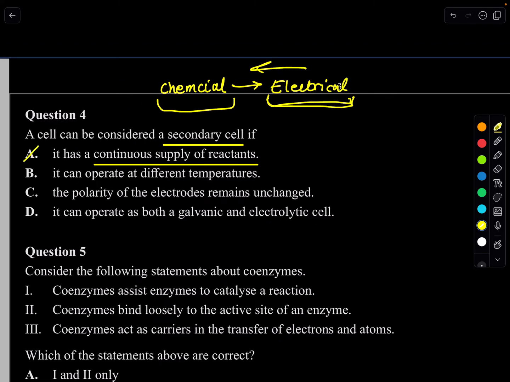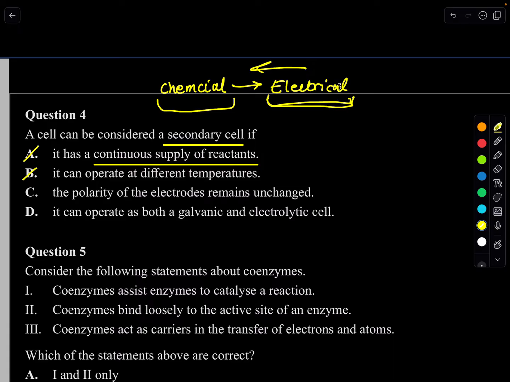B, it can operate at different temperatures. Not a really good defining feature. So many things can operate at different temperatures. Fuel cells can operate at different temperatures. So it doesn't define what a secondary cell is, because many things go at different temperatures.